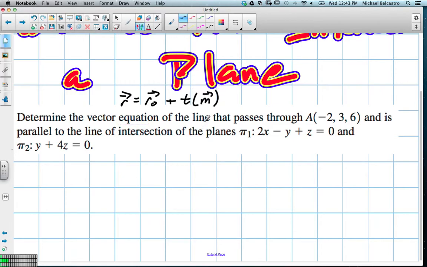We'll call it m. For a vector equation of a line that passes through this point A and is parallel to the line of intersection between these two planes. Okay, the first thing we want to do is find the line where these two planes intersect. Sorry, that's parallel. We want to find that line because that line will be parallel to a line that contains this point.